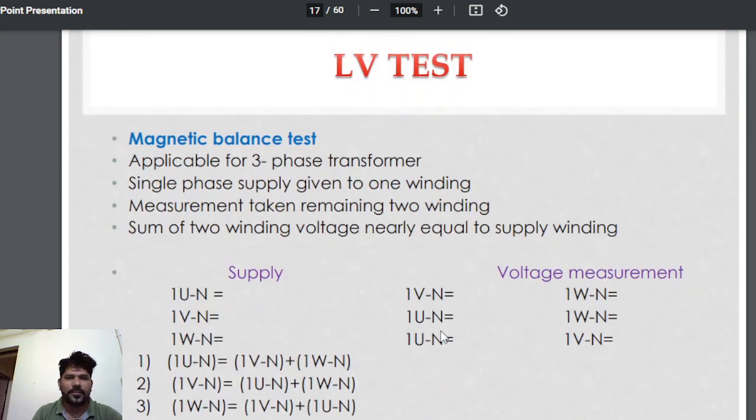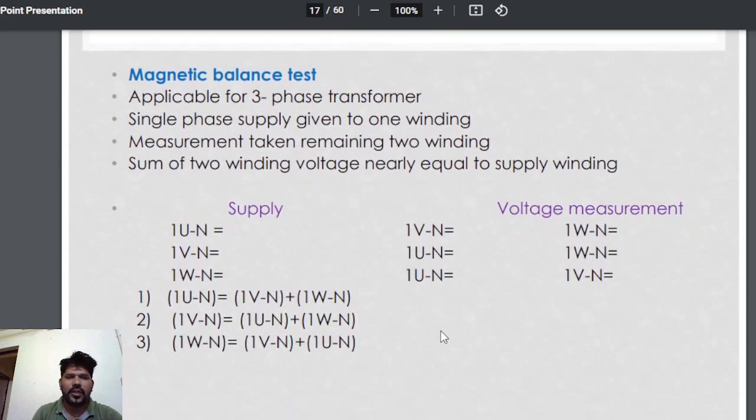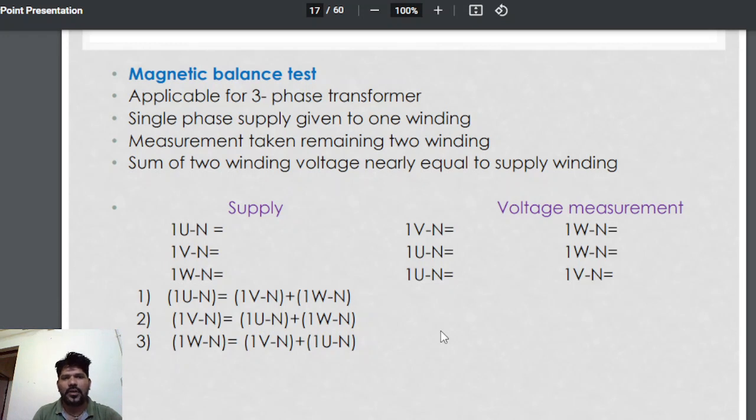Next, LV test, magnetic balance test. Here it is simple, applicable for a three-phase transformer. Magnetic balance means, if you give the voltage in one phase, you measure the voltage in the other two phases, and that voltage must be equal to whatever voltage you are giving here. So your voltage is magnetically balanced. It is not going somewhere else, or it is not dropping at all. So you can see like this.